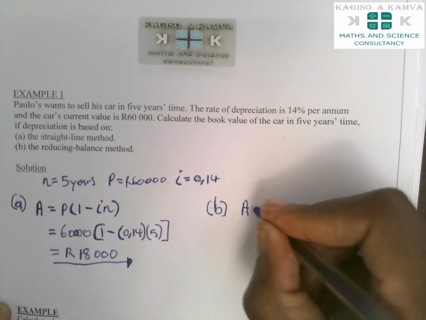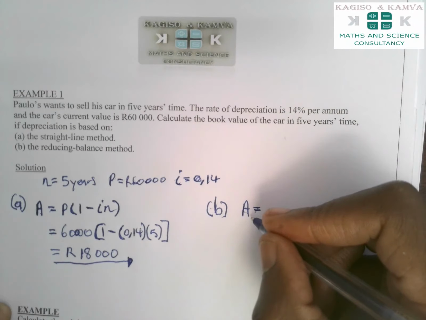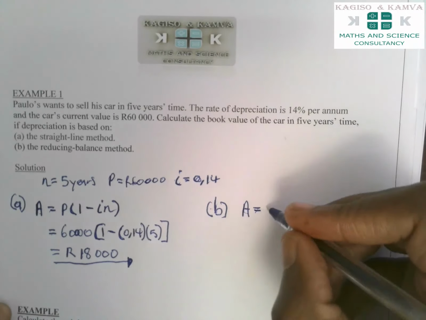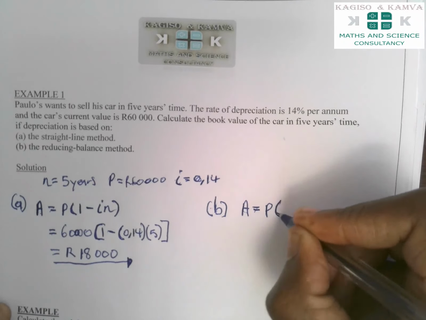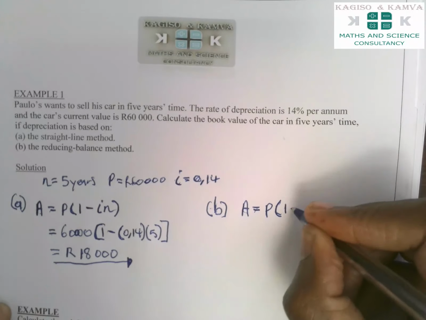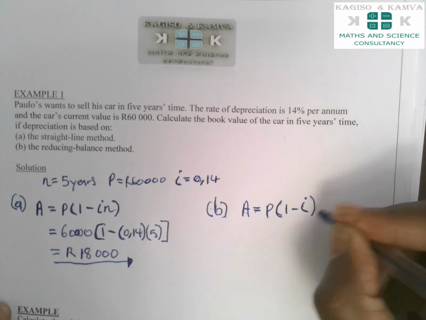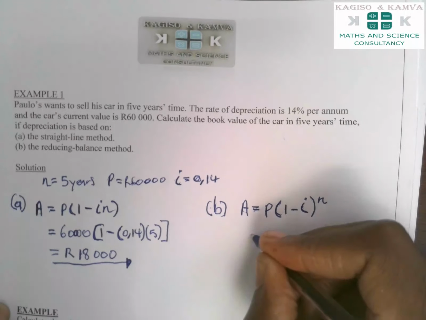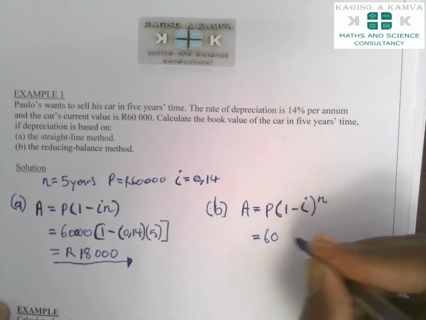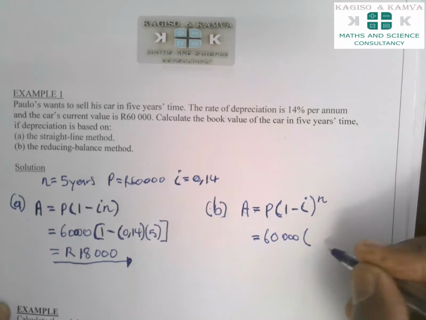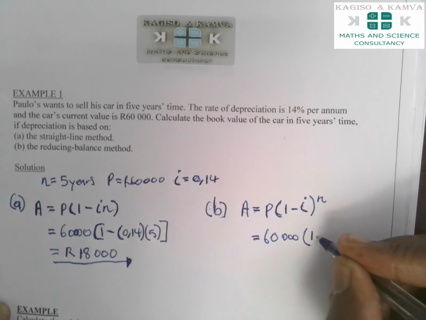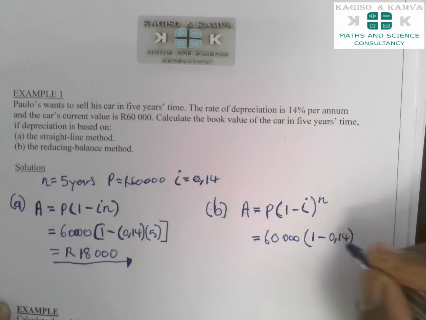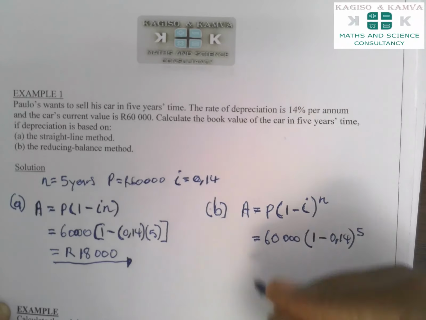The reducing balance method is the same as that one of compound, but we'll use a negative sign instead of a positive one. So A = P(1 - i)^n, and this is going to be 60,000 times (1 - 0,14) for a period of 5 years.